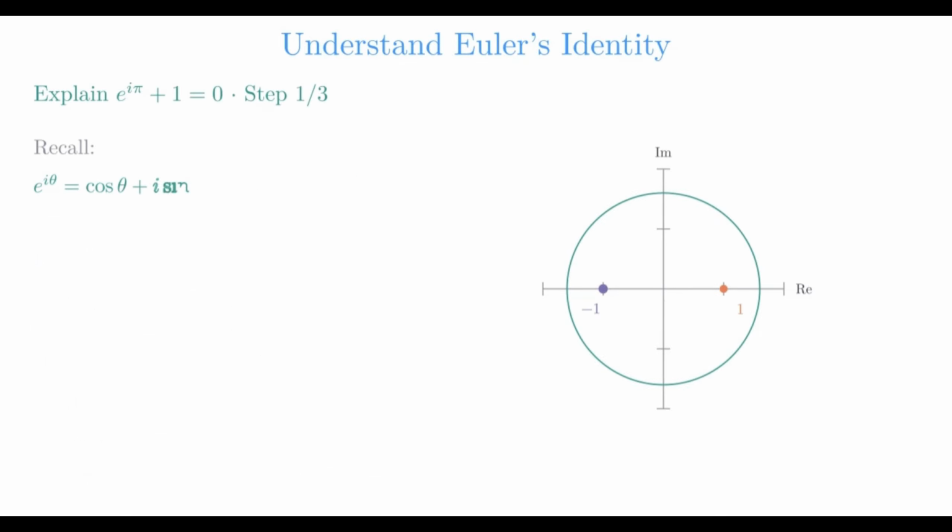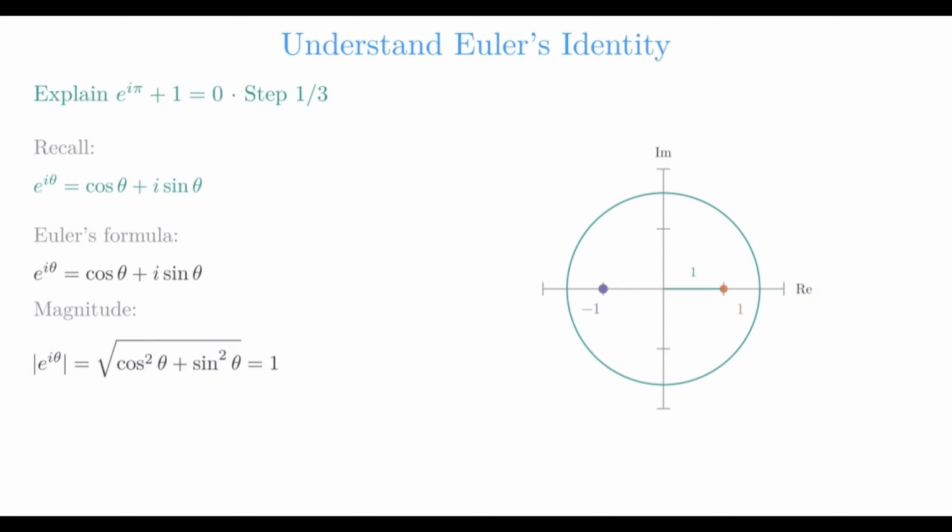Step 1. Euler's formula. e to the i theta equals cosine theta plus i sine theta. This is the gateway. The exponential of an imaginary angle equals cosine plus i sine. Its magnitude is always 1 by the Pythagorean identity. So as theta varies, e to the i theta sweeps around the unit circle in the complex plane. Now let's see what theta means as a rotation.